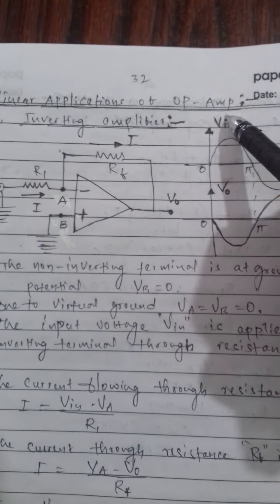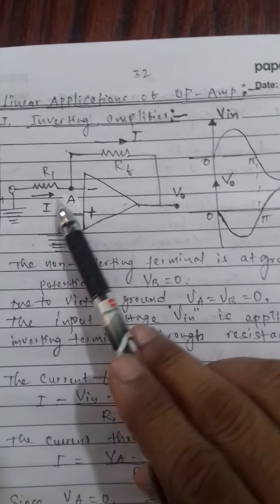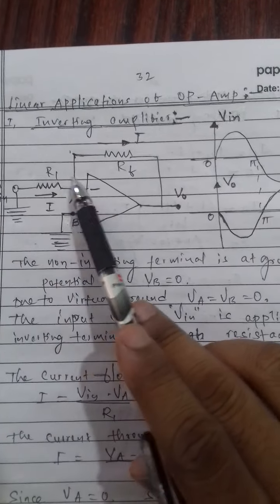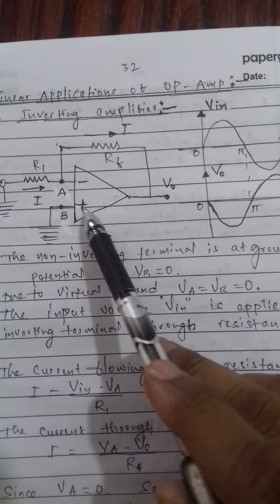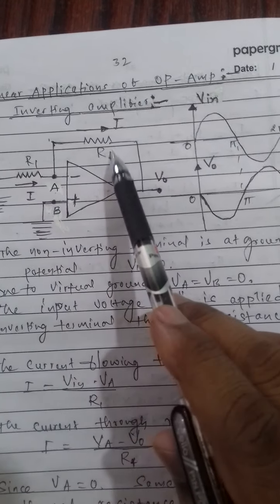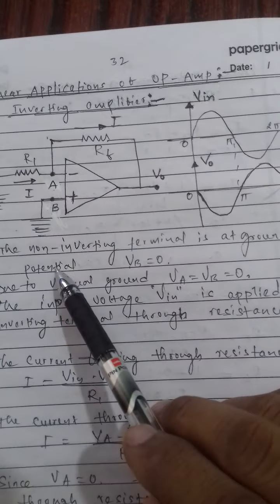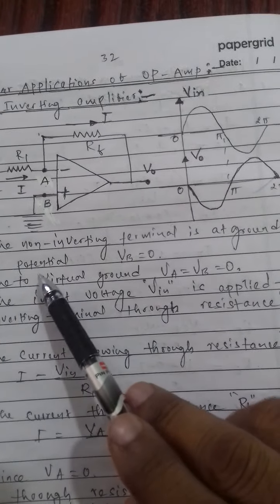Linear applications of op-amp: inverting amplifier. Input is applied to the inverting terminal of the op-amp and the non-inverting terminal is grounded. Here, input resistance R1, feedback resistance RF. The non-inverting terminal is at ground potential.